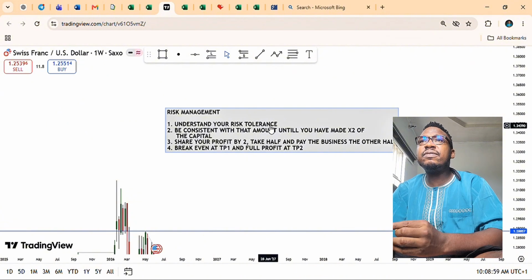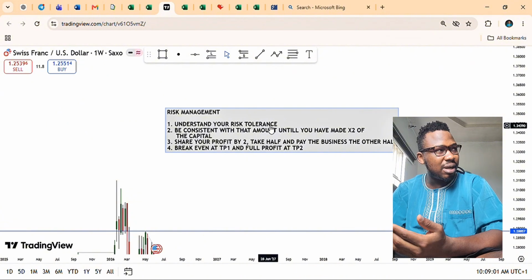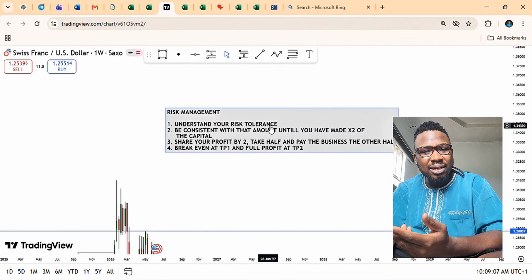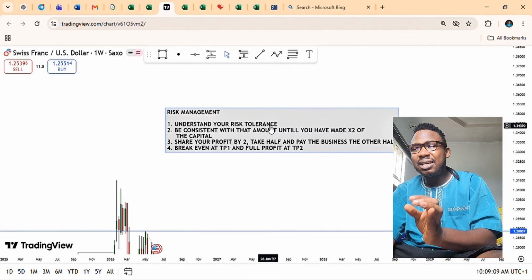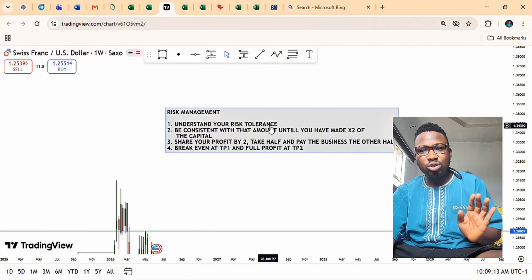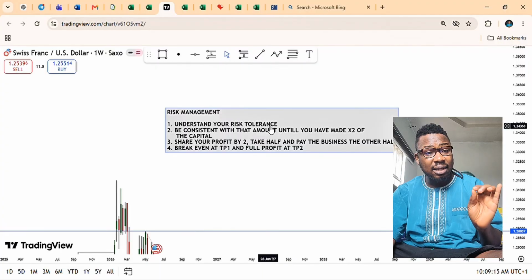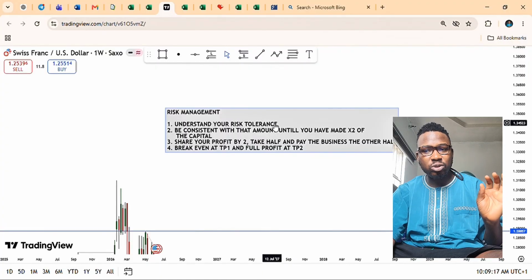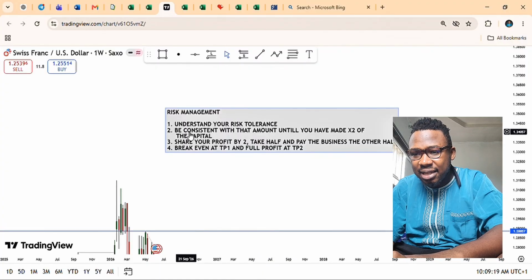So you check yourself. I have a capital of $1,000. If I risk $100 and it goes against me, will I still be okay? This risk management, this risk tolerance, is sentimental. So you check yourself and see what is good for you. All right, if it is $10 that is good for you, you take $10 as your risk tolerance. That is that about risk tolerance.